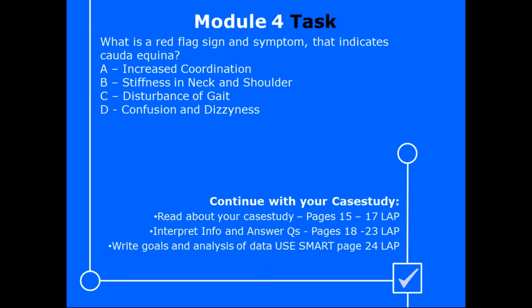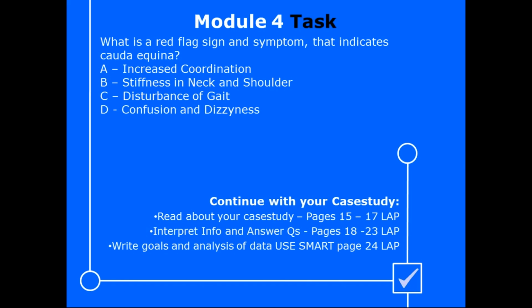So this brings us towards the end of Module 4. It has been a lot longer, and we've gone into a lot of detail in all of those conditions, and there are some long words in there. So I've just got one quick quiz question for you to finish up and wrap up all that information we've learned. What is a red flag sign and symptom that indicates cauda equina?